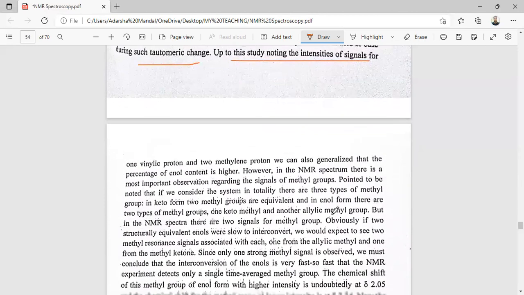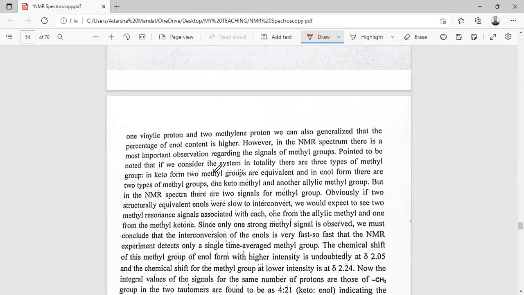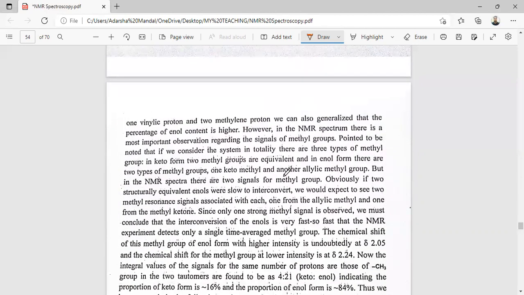However, in the NMR spectrum, there is a most important observation regarding the signal of the methyl group. Point to be noted: if we consider the system totally, there are three types of methyl groups. In the keto form, two methyl groups are equivalent. In the enol form, there are two types of methyl groups: one keto methyl and the other allylic methyl group. But in the NMR spectrum, there are not that many signals for the methyl group.